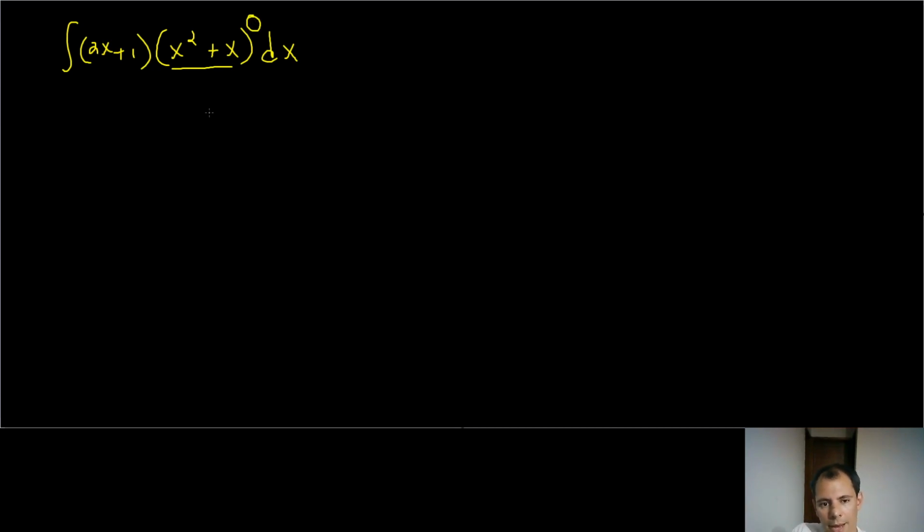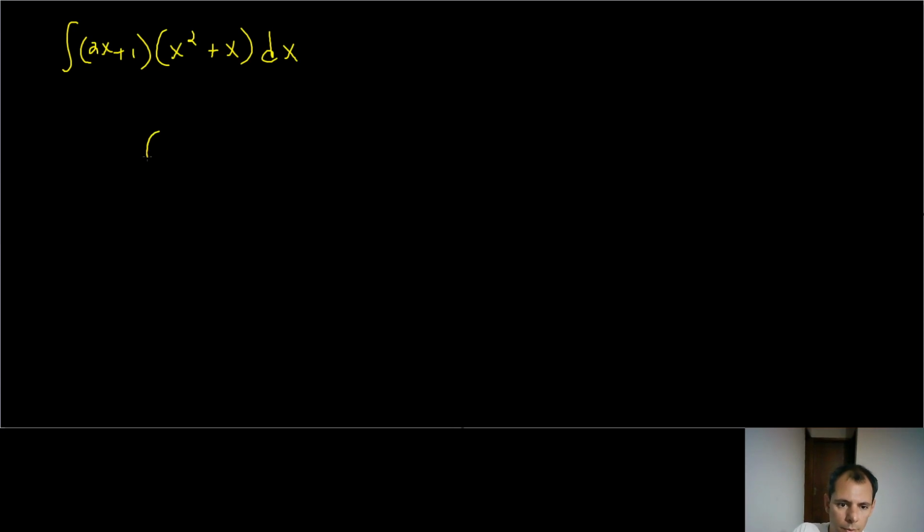Okay? Now, how do I know that this is not the inner function? Because by inspection, what's the derivative of this? It's 2. What's the derivative of this stuff in here? It's 2x plus 1. Hey, guess what? I have 2x plus 1 here. I have 2x plus 1 here. Okay, so actually, I'm going to integrate this stuff.